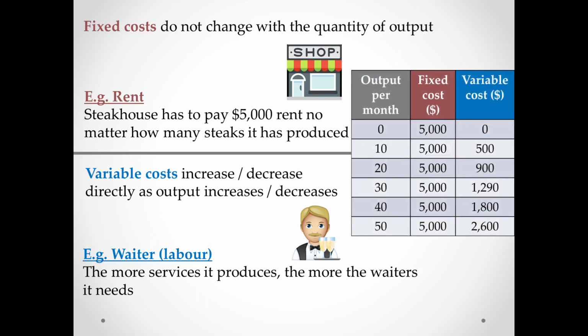So when you look at a table like this, you will see that they do make sense, right? Here's the output. The more output you have, the variable cost will be higher and higher. Here we're talking about the total variable cost. And here the fixed cost won't change, even when there is more output. But do you find anything interesting from the movement of variable cost?